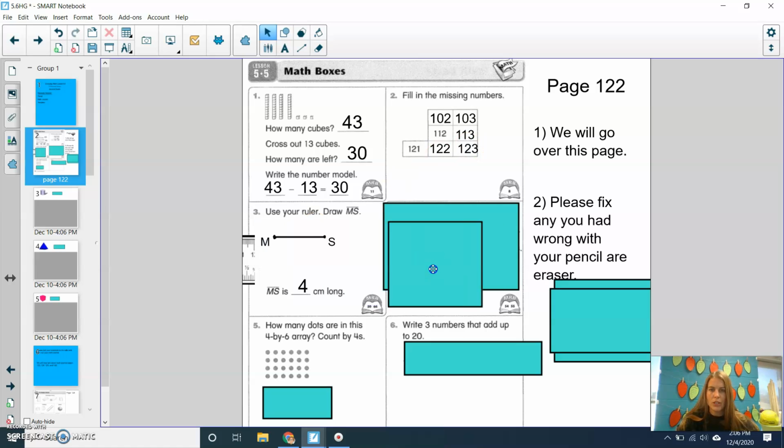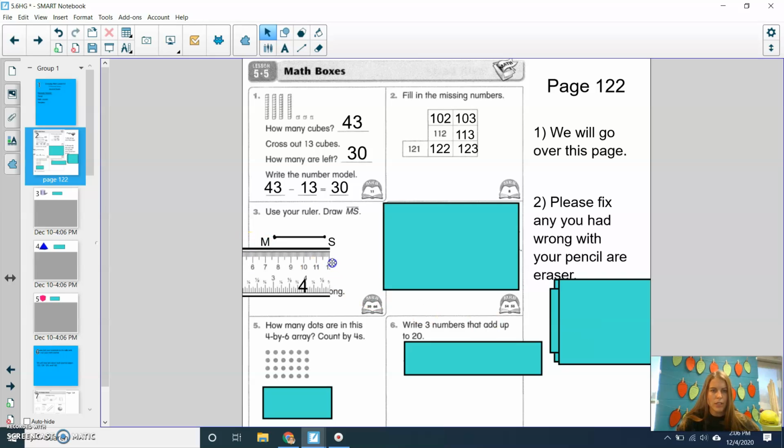For question 3, you could have had lots of different answers, but you needed to use your ruler to draw the line segment MS. So you can see that I made mine 4 centimeters long. So if you can double check to make sure that your line matches how many centimeters long you said it was, and then that you labeled one end M and the other end S.